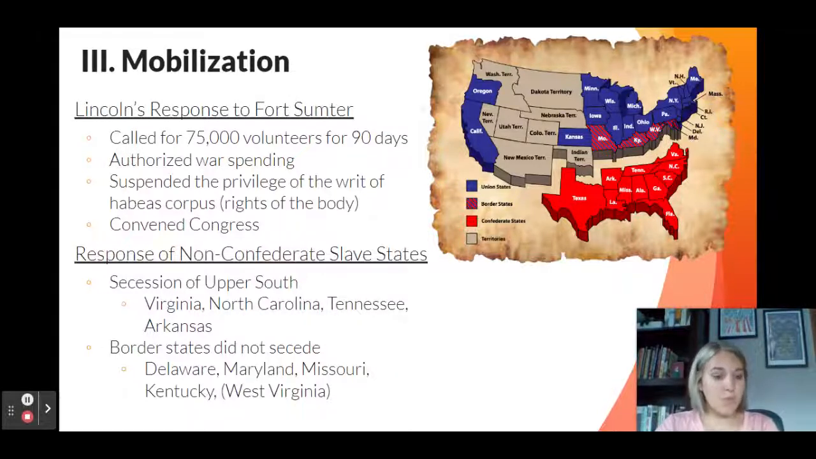We're going to talk about that a little bit more in a future slide, and then really a lot more in the next lesson. And then he also convenes Congress. The response of the non-Confederate slave states, there's two. We see the secession of the Upper South.